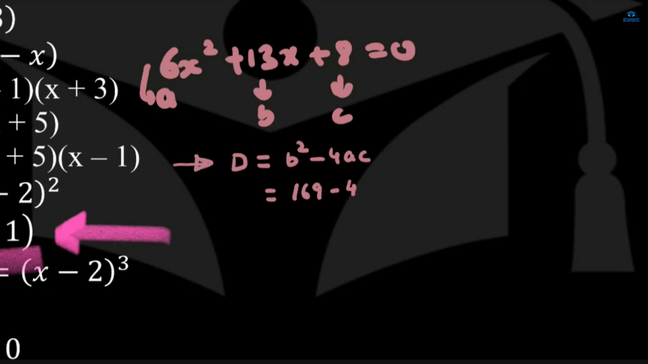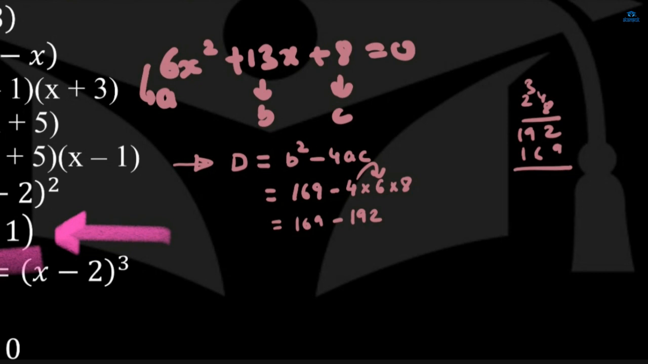Now how to check whether we can solve it by using factorization or by the discriminant rule? I am telling you after. First we'll find D. 169 minus 4 into a, which is 6, and c is 8. 169 minus 4 times 6 are 24, and 24 into 8, 192. Now here see, it is coming out to be a negative number. Minus 23.